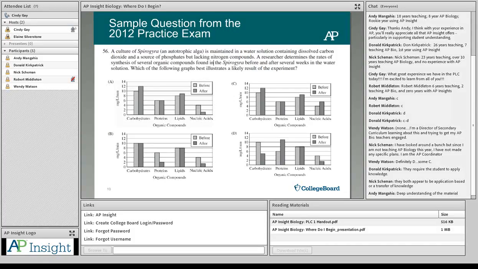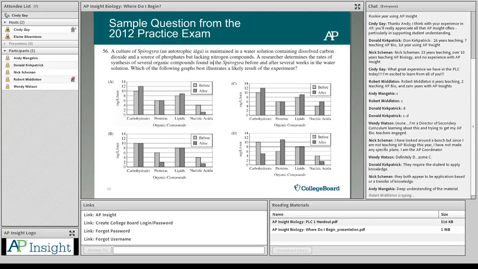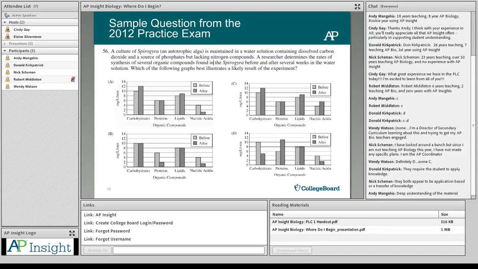Yeah, I agree with all answers, particularly the application. Two people said application, based on transfer of knowledge and deep understanding. Absolutely. You may have noticed also that they both involve models.